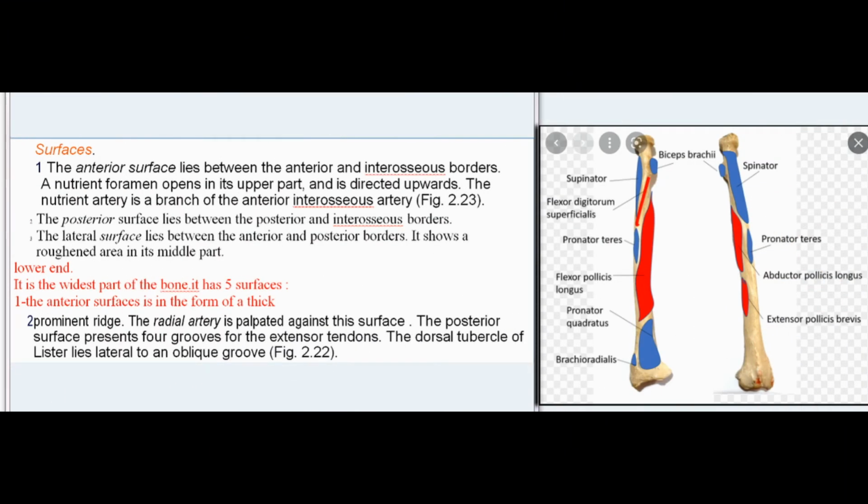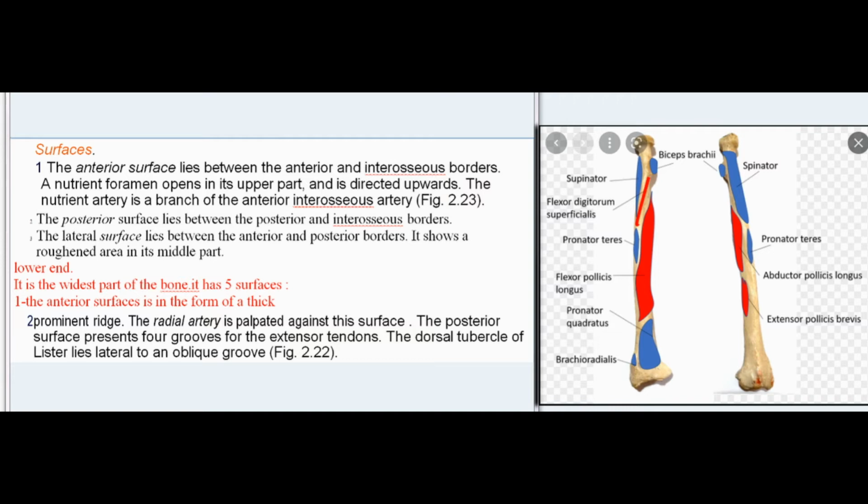Surfaces. 1. The anterior surface lies between the anterior and interosseous borders. A nutrient foramen opens in its upper part, and is directed upwards. The nutrient artery is a branch of the anterior interosseous artery, Fig 2.23. 2. The posterior surface lies between the posterior and interosseous borders. 3. The lateral surface lies between the anterior and posterior borders. It shows a roughened area in its middle part.